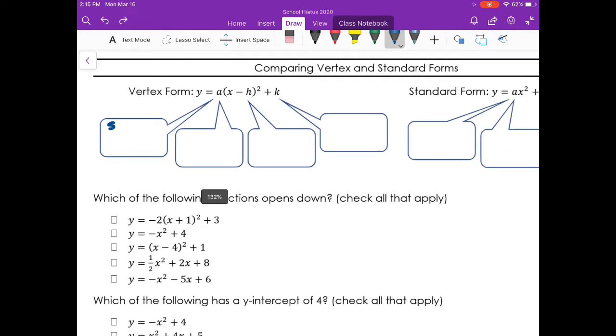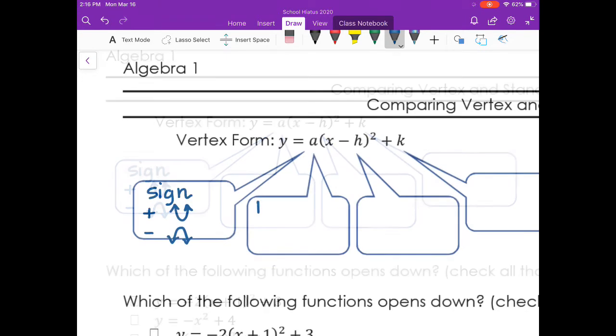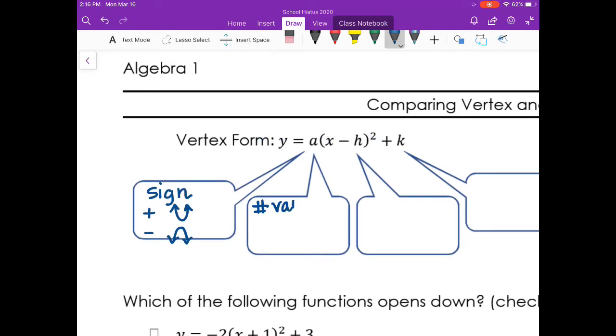In this lesson, we're going to be comparing between vertex and standard form and also converting between them. So we're going to talk about the characteristics of these different formats, and the first is the leading coefficient A. The sign of A tells us whether the graph opens upward or downward, and then the actual number value of A tells us whether there's a stretch or a shrink. If the absolute value of A is greater than 1, there's a stretch, and if the value of A is between 0 and 1, it's a shrink.